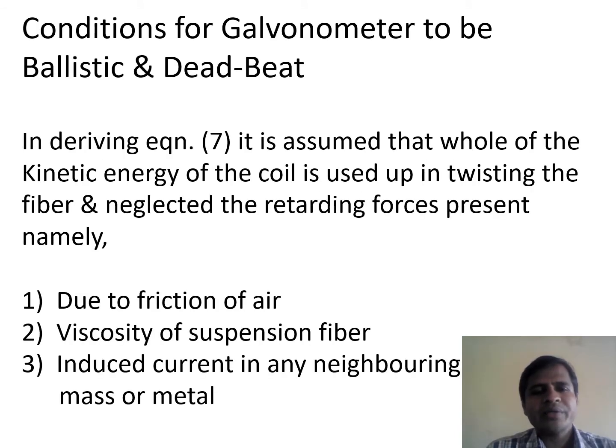In deriving equation 7, that is from the 42nd session, equation 7 gives the relation between Q and theta. It is assumed that the whole of the kinetic energy of the coil is used up in twisting the fiber, neglecting the retarding forces present, namely, first, friction of air, second, viscosity of the suspension fiber, and third, induced current in any neighboring mass or metal.